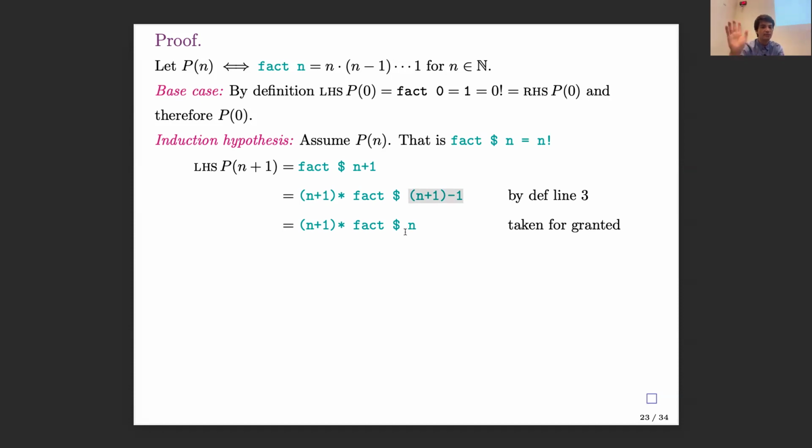Right here, I'm just taking for granted that n plus 1 minus 1 is n. And that's sufficient. However, if you take for granted something that needed to be demonstrated, that is certainly not obvious to everyone, you'll lose marks. So just be careful, right?